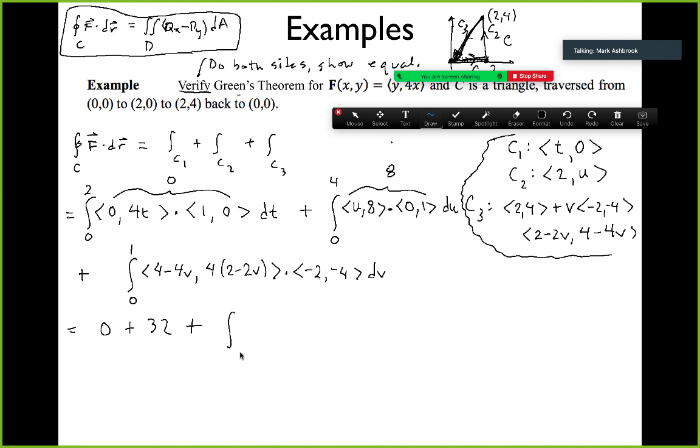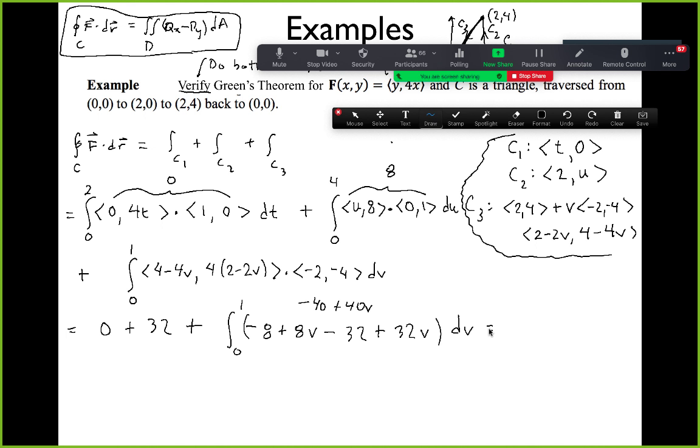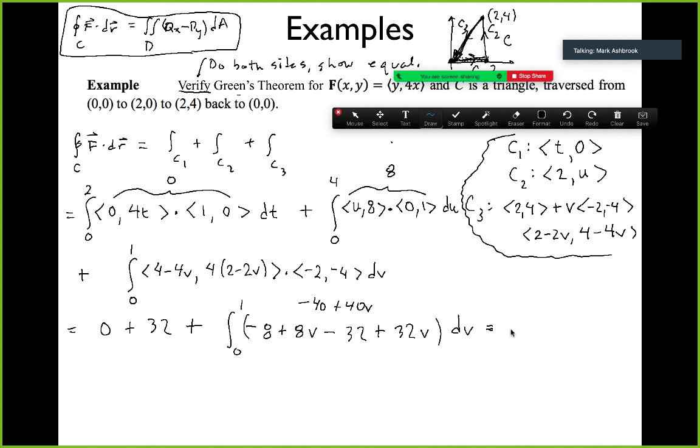We have to write some stuff out here. Can't do this in our head. So it looks like negative 8 plus 8v minus 32 plus 32v. Please check my math. Speak up if I make a mistake. And this looks like negative 40 plus 40v, which is negative 40v plus 20v squared from 0 to 1.